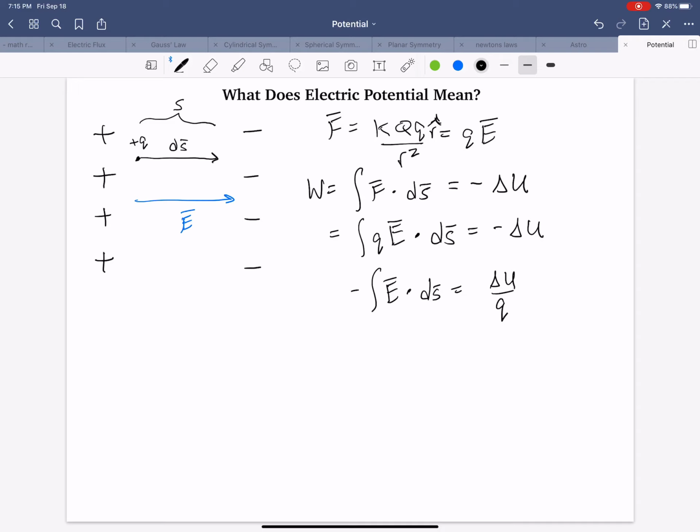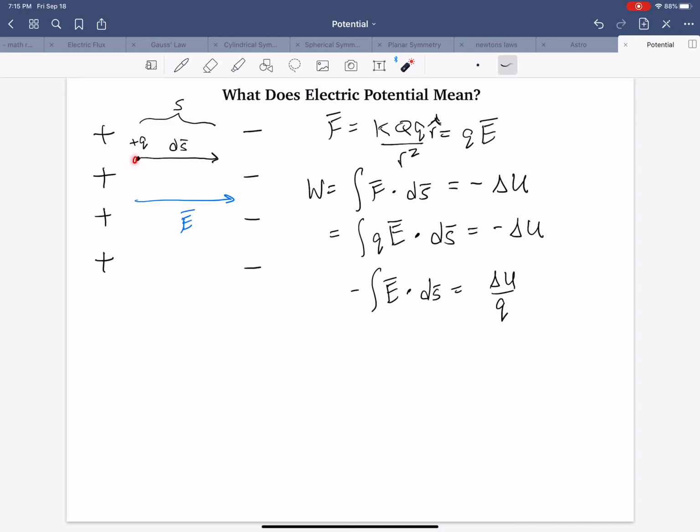And so now, it may look a little weird. We have a negative integral of some dot product, some differential dot product, and this equation tells us that that's equal to the ratio of the change in potential energy per charge. So let's take a look at what this means, okay?